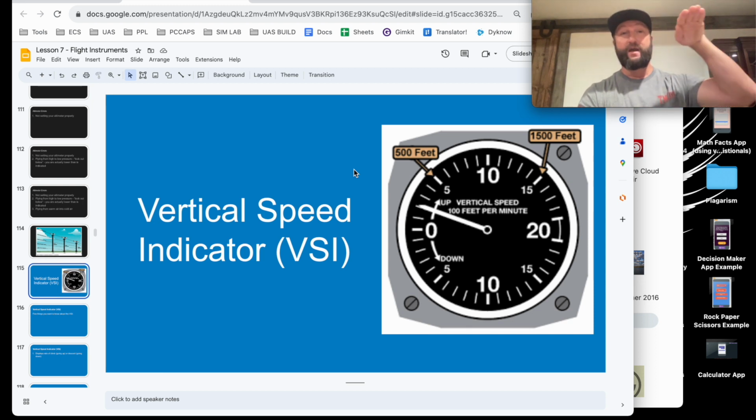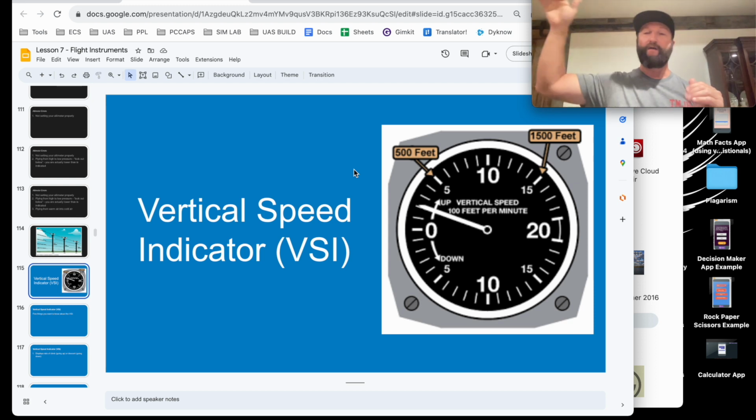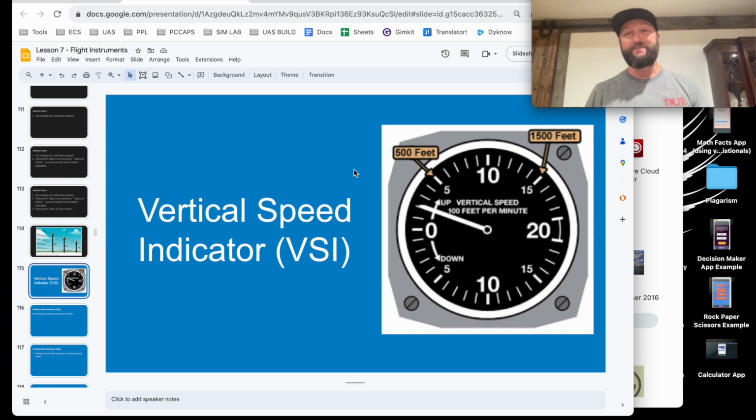Also descents. I'm descending into an airport and I want to say, okay, the traffic pattern altitude is 1,000 feet and I'm at 12,000 feet. And I've got about 12 minutes to go. So that means that I need to lose about 1,000 feet a minute so that I make sure that I'm there. So I can do my descent and be checking with my vertical speed indicator as I use it.